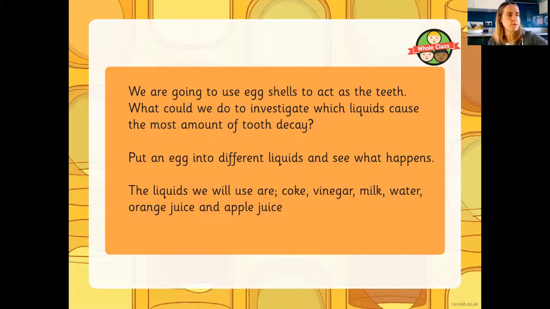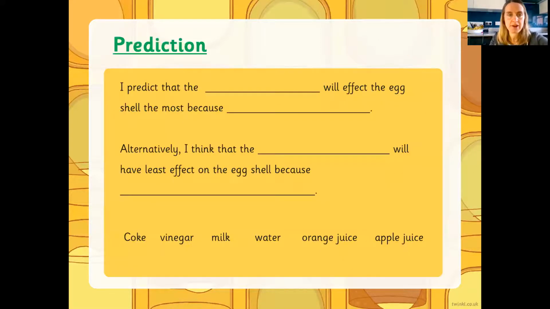Now, the different liquids that we're going to use: we're going to use Coke. I'm going to use Coke, not Diet Coke, just normal Coke. Okay, I've got a big bottle there. We are going to use vinegar. Got some vinegar there. We are going to use milk. We're going to use water, apple juice, and orange juice. Okay, so we're going to put a different liquid into each of my 6 cups and then an egg into each cup.